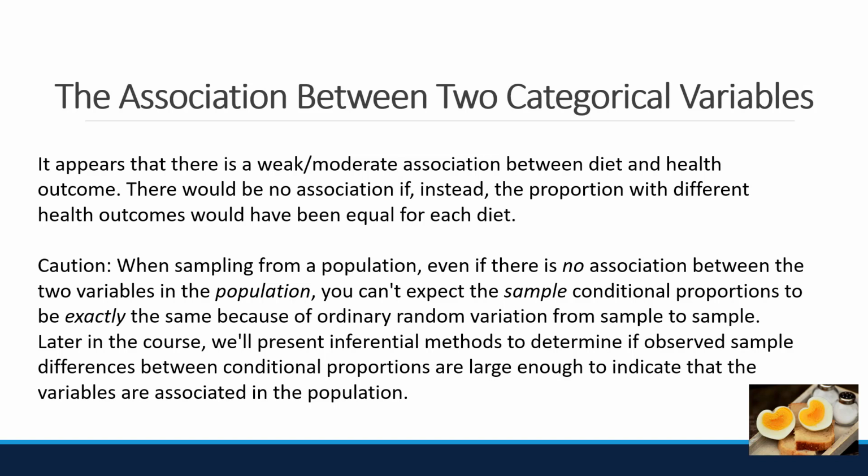It appears there is a weak to moderate association between diet and health outcome. There would be no association if instead the proportion with different health outcomes had been equal for each diet. Caution: when sampling from a population, even if there is no association between the two variables in the population, you can't expect the sample conditional proportions to be exactly the same because of ordinary variation from sample to sample. Later in the course, we'll present inferential methods to determine if observed sample differences between conditional proportions are large enough to indicate that the variables are associated in the population.